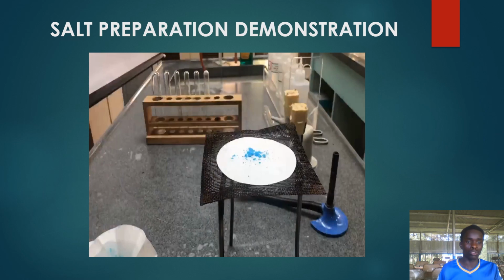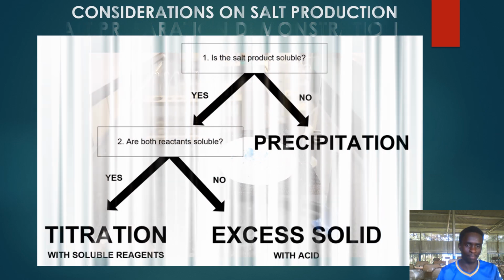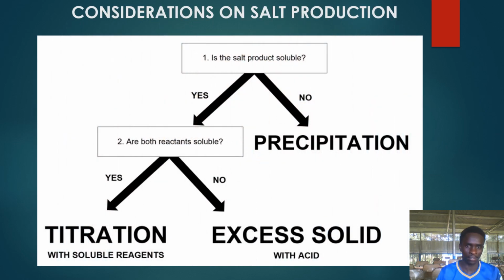The consideration on salt production. Consideration number 1: is the salt product soluble? In this, we are going to consider the source of the salt. Understanding whether the salt is harvested from salty water, e.g. sea salt, or mined from underground salt deposits, or rock salt, affects the production method.